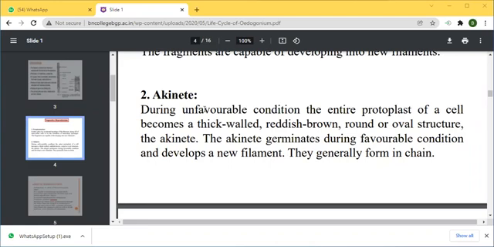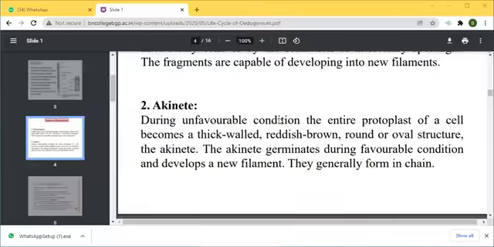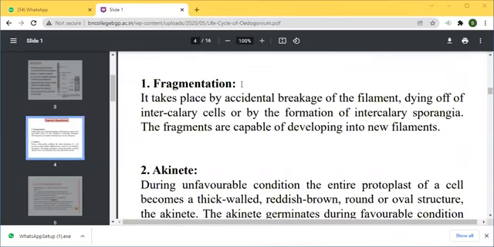Favorable condition means when the rainy season comes. In that time these akinetes develop into a new Oedogonium filament. You can observe this in the picture. This one is the vegetative reproduction. How many types? 2 types. One is the fragmentation method. The second method is called akinete.